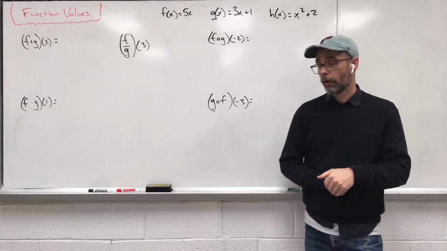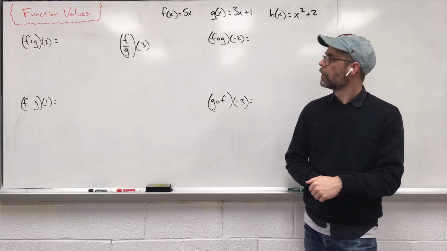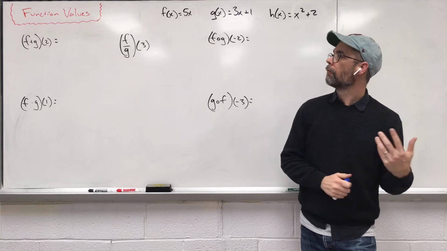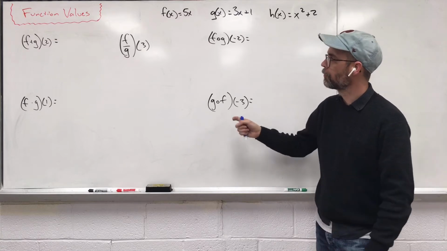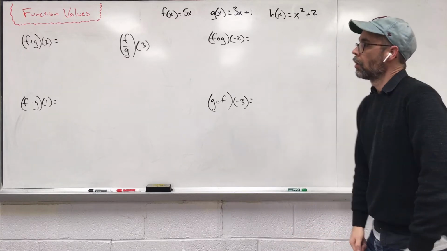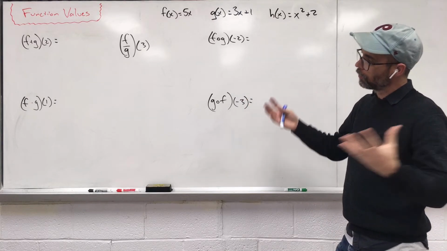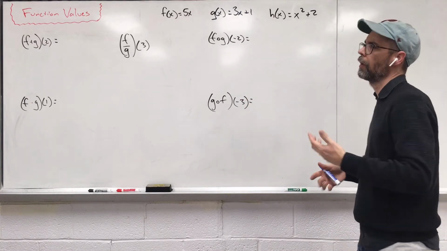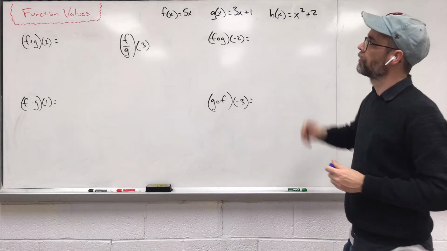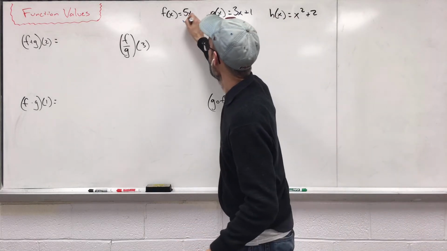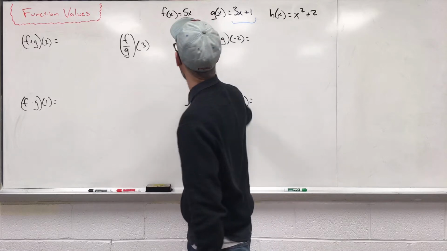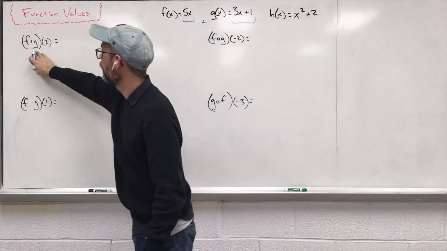We're going to look at different function values for a variety of different function operations and composition of functions. We need to put our functions together and then substitute a number into the problem. So f plus g: I'm looking at f, I'm looking at g. I want to add these two things together. I've got a plus sign there.